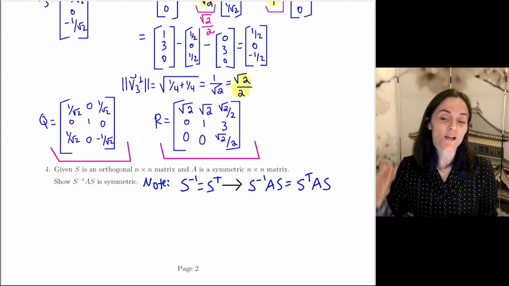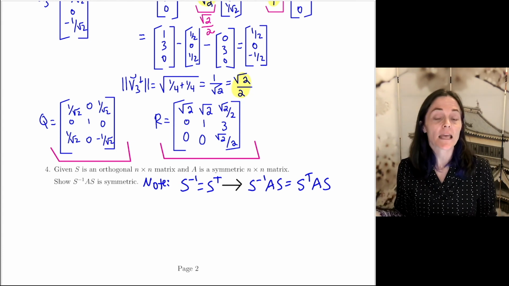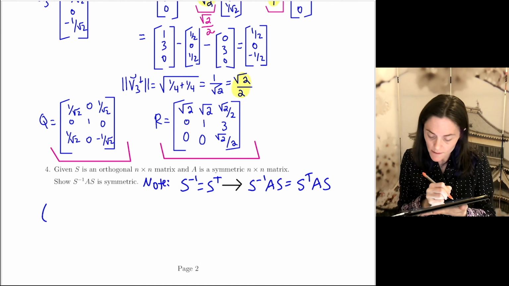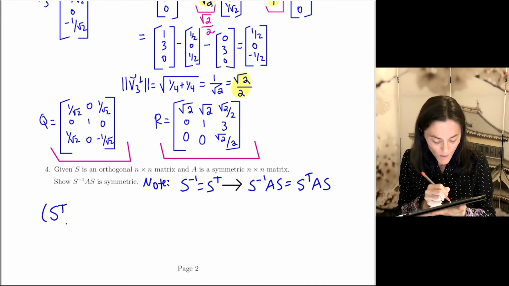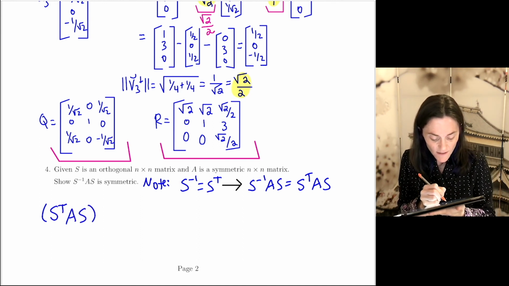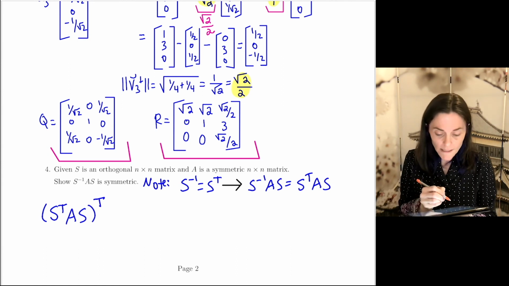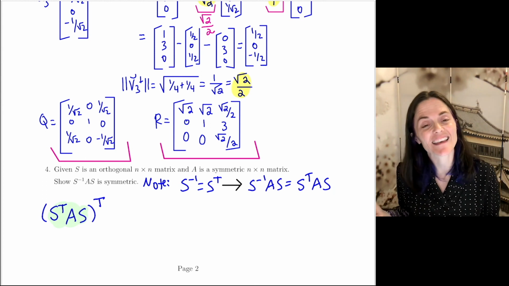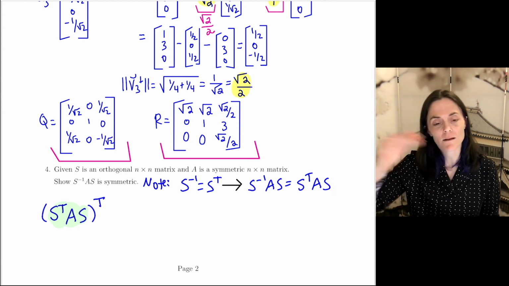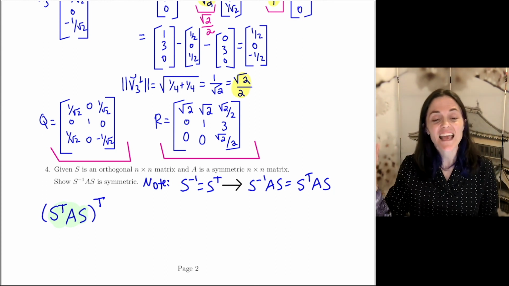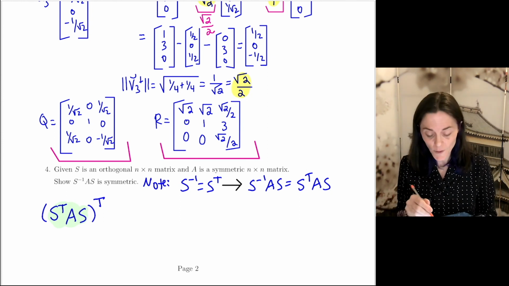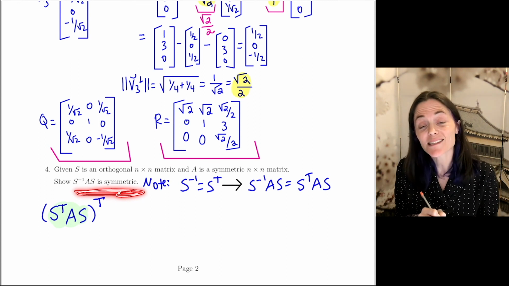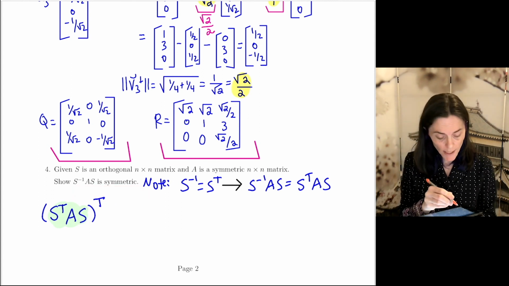Now I just need to show S transpose AS is symmetric, given that A is symmetric. How do we do this? Well, take (S transpose AS) transpose. We want to see when we do this, do we get this matrix back again? If the answer is yes, then we have a symmetric matrix. If the answer is no, then we would not. But here, the answer should be yes, because I'm supposed to show this is symmetric.